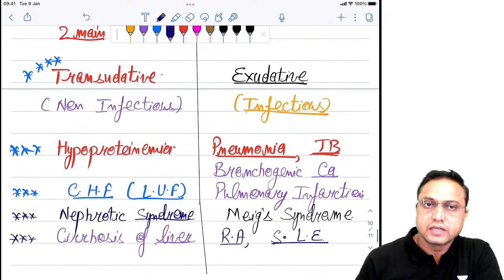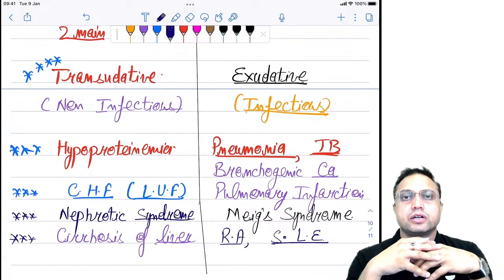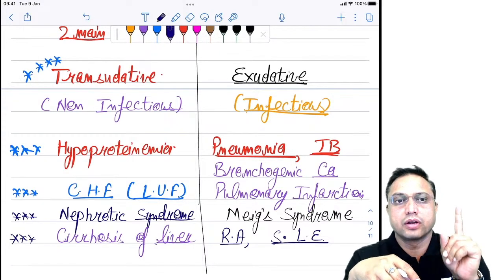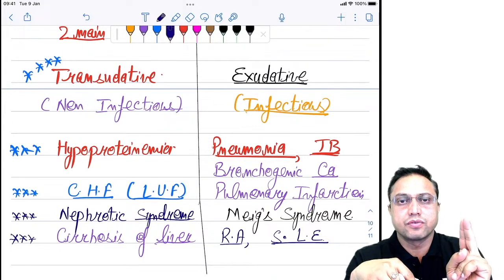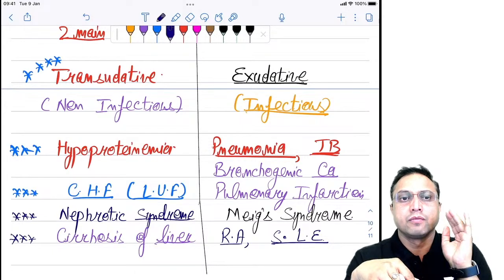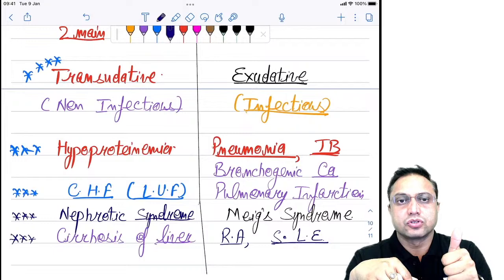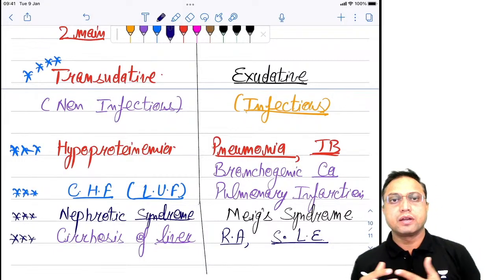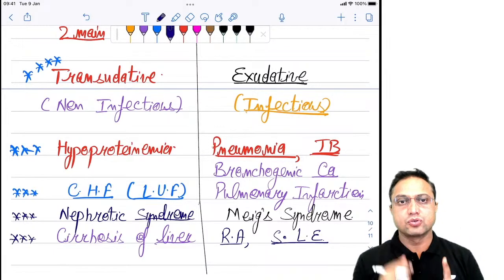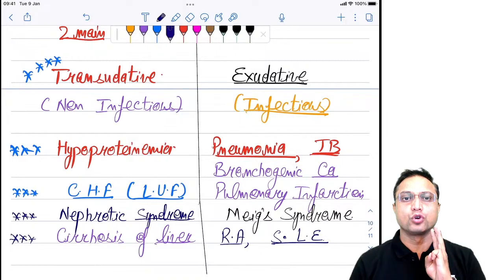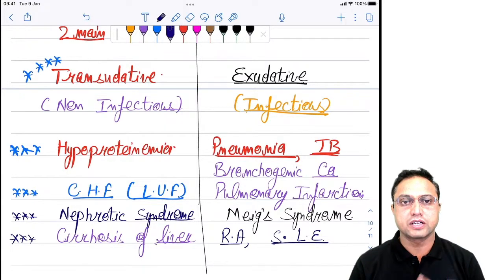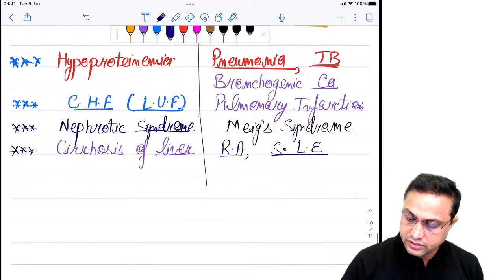So what are the causes, guys? Quickly revise: transudative and exudative type of pleural effusion. Transudative means non-infectious. One is hypoproteinemia, congestive heart failure, left ventricular failure, or nephrotic syndrome and cirrhosis of the liver. And what do we have in exudative type of pleural effusion? One, it is going to be pneumonia, tuberculosis, bronchogenic carcinoma, pulmonary infarction, Meigs syndrome. Now, guys, understand the concept.